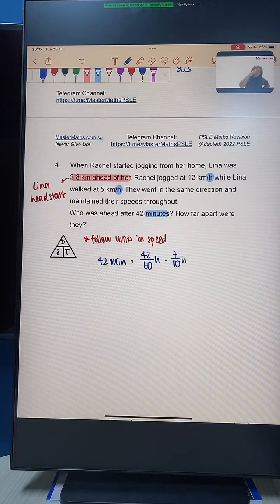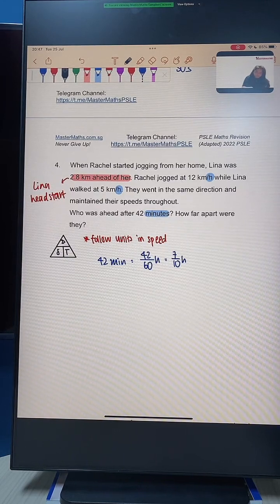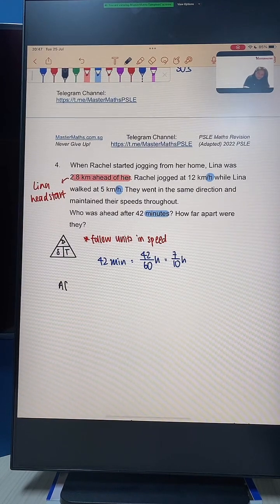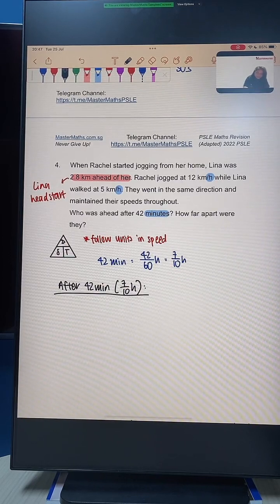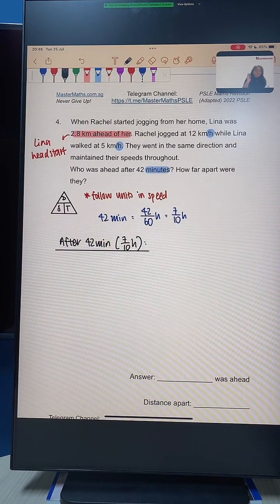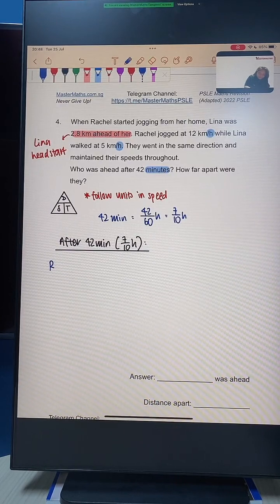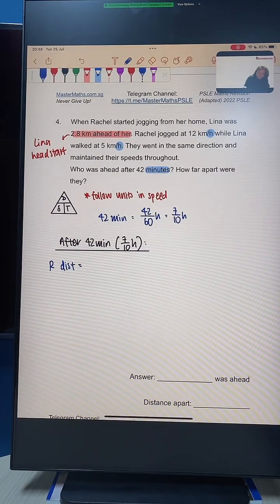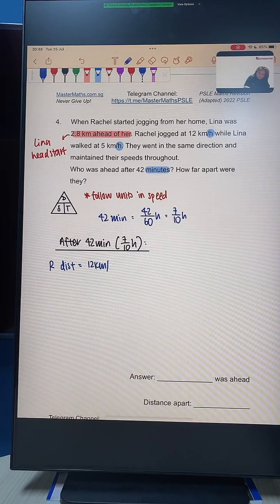So I have 42 minutes here. I want to know what happened to the distances after 42 minutes, since I'm comparing after 42 minutes, which is also the same as 7 out of 10 hours. So all I have to do is look for the distance after 42 minutes, which is 7 out of 10 hours. To do this, I'm going to focus on Rachel first. The distance for Rachel is going to be speed times time. Rachel's speed is 12 kilometers per hour.